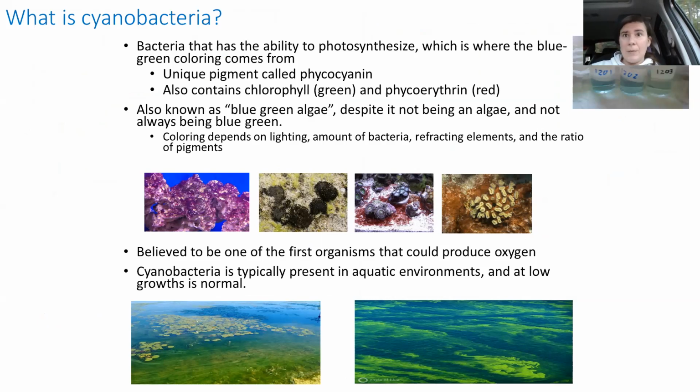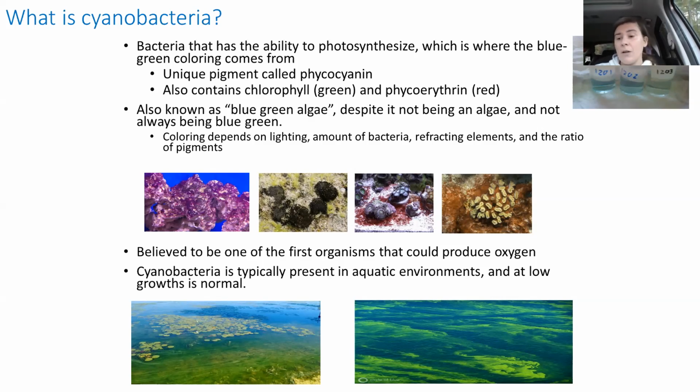It has a unique pigment to it called phycocyanin. There's also other colors. So there's chlorophyll, which is green, and there's phycoerythrin, which is a red color. And as you can see from the pictures in marine environments, you can get a wide array of cyanobacteria colors. Some of them are pretty dramatic looking. The color pigments is dependent upon a lot of different factors, how much bacteria you have, the ratio of pigments, the lighting, and so on.